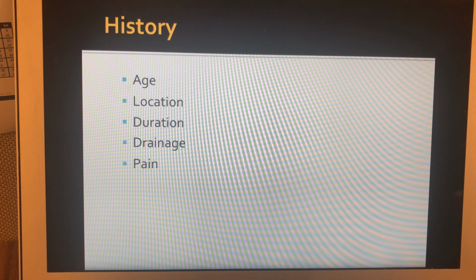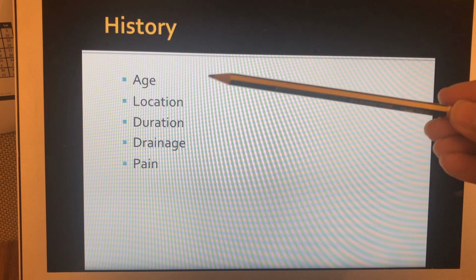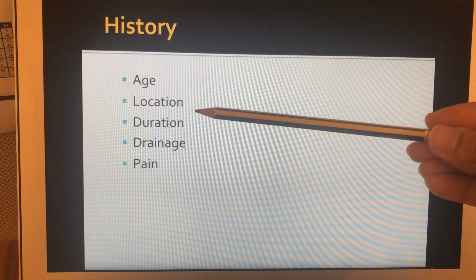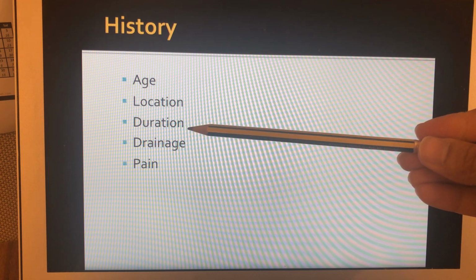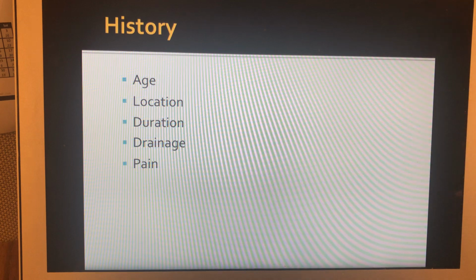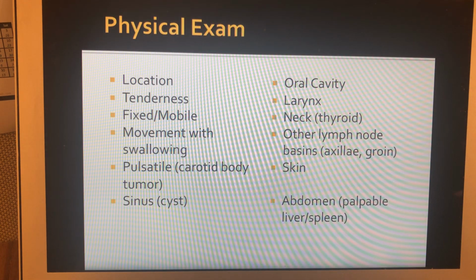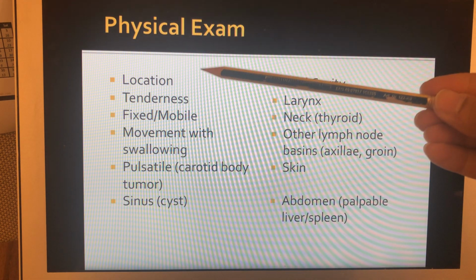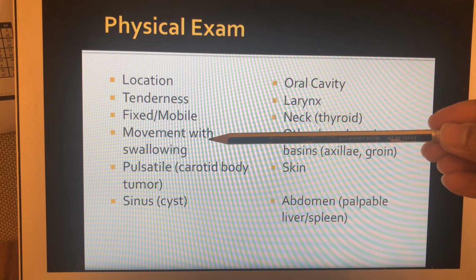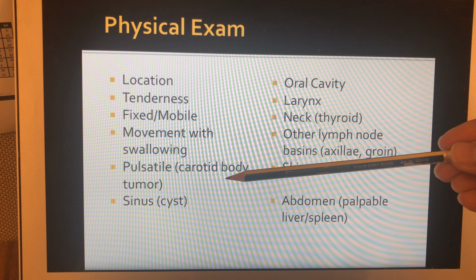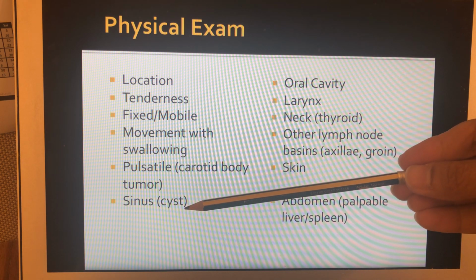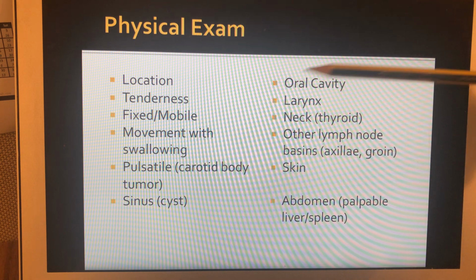In the history, it's very important to mention the age of the patient, location of the neck mass in relation to the neck triangles, the duration, drainage or discharge, and whether it's painful or painless. In the physical examination, you have to mention the location, the size, tenderness, mobility, movement with swallowing, pulsatile or not, and any sinus or cyst or punctum or discharge.